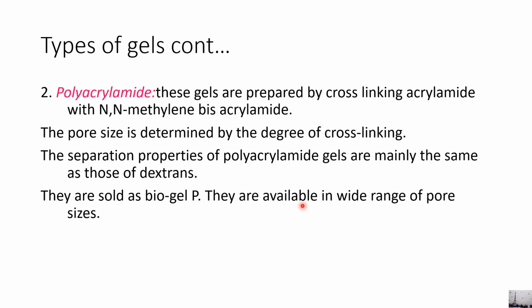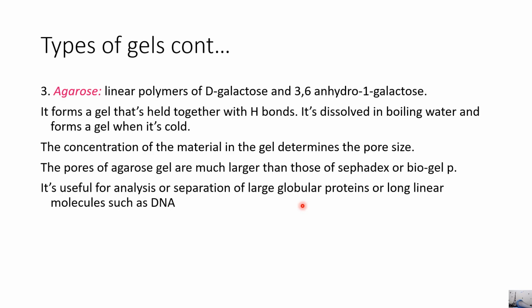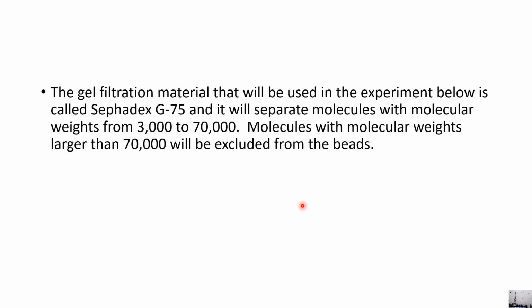Then there is polyacrylamide, where gels are prepared by cross-linking acrylamide with N,N'-methylenebisacrylamide. Their pore size is determined by the degree of cross-linking, and the separation properties of polyacrylamide gels are mainly the same as those of dextrans. Agarose is basically a polymer of D-galactose and 3,6-anhydrogalactose. It forms a gel held together with hydrogen bonds, is dissolved in boiling water, and forms a gel when cooled. The concentration of the material in the gel determines the pore size. The pores of agarose are much larger than those of Sephadex or Bio-Gel, which is useful for the separation of large globular proteins or long linear molecules such as DNA.